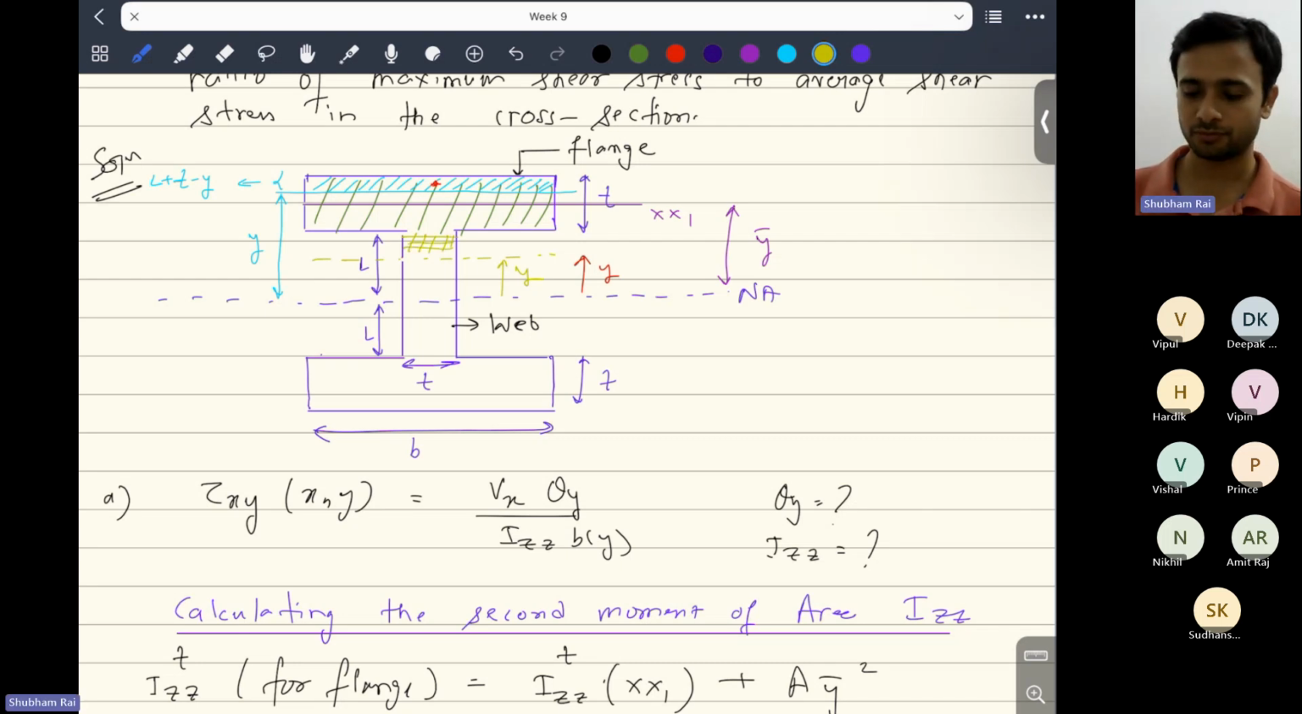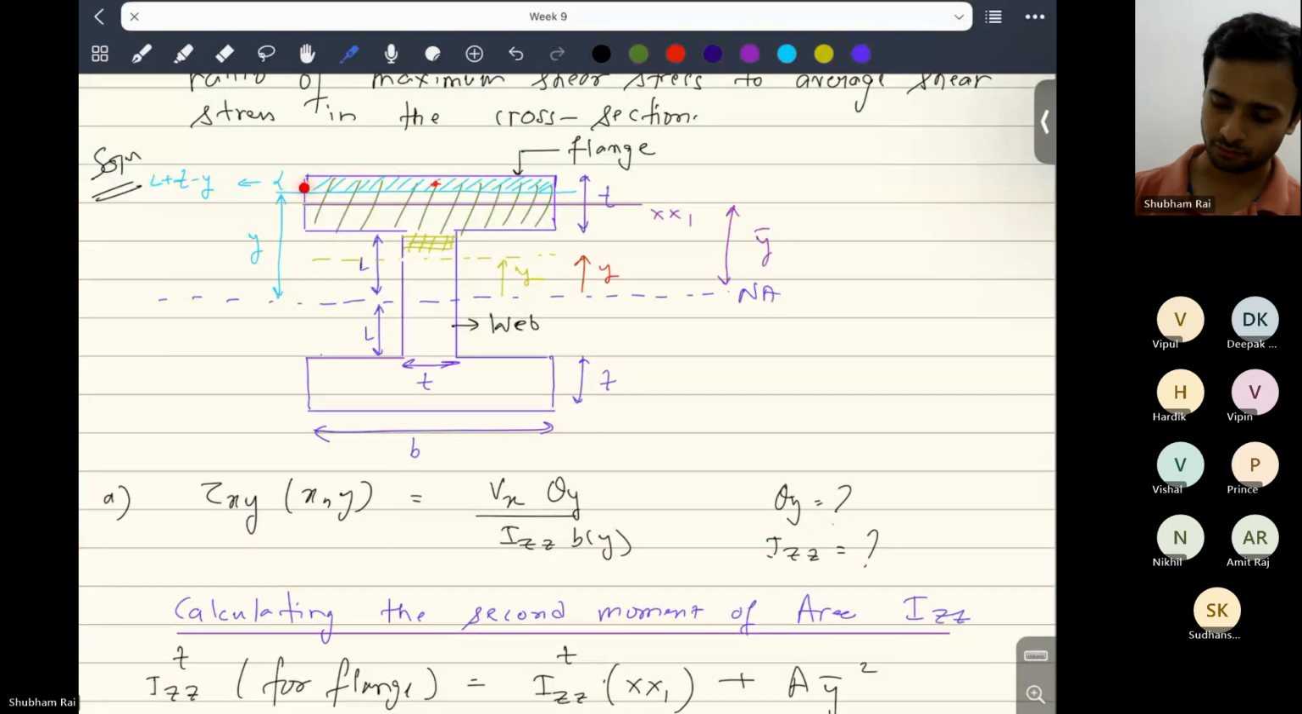So we'll have to find Q. And this is the first moment of area. So that is centroid of the shaded region times area of the shaded region. So I can find it out separately for the flange and for the web. So if I consider the flange, area of the flange is B into T now.